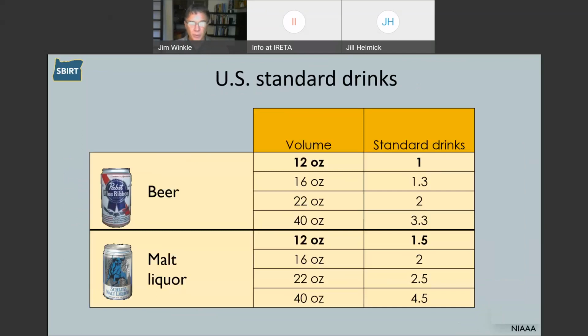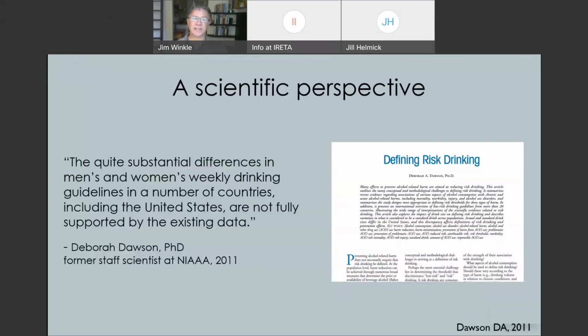But as we make the point here that the national guidelines for low-risk drinking should be taken with a grain of salt, what we're focused on today, of course, is gender, because people are being excluded when we use gender binary, cisgender categories only to assess for this. So why do we do that? Well, here's another opinion from a paper from Dr. Dawson, who says that the substantial differences in men's and women's weekly drinking are not fully supported by the existing data. Well, that's interesting. Unless some new evidence has come out since 2011, why are we using guidelines that are gendered when this person says they're not fully supported by existing data? So I think this just points to the complexity and the controversy around using these limits.